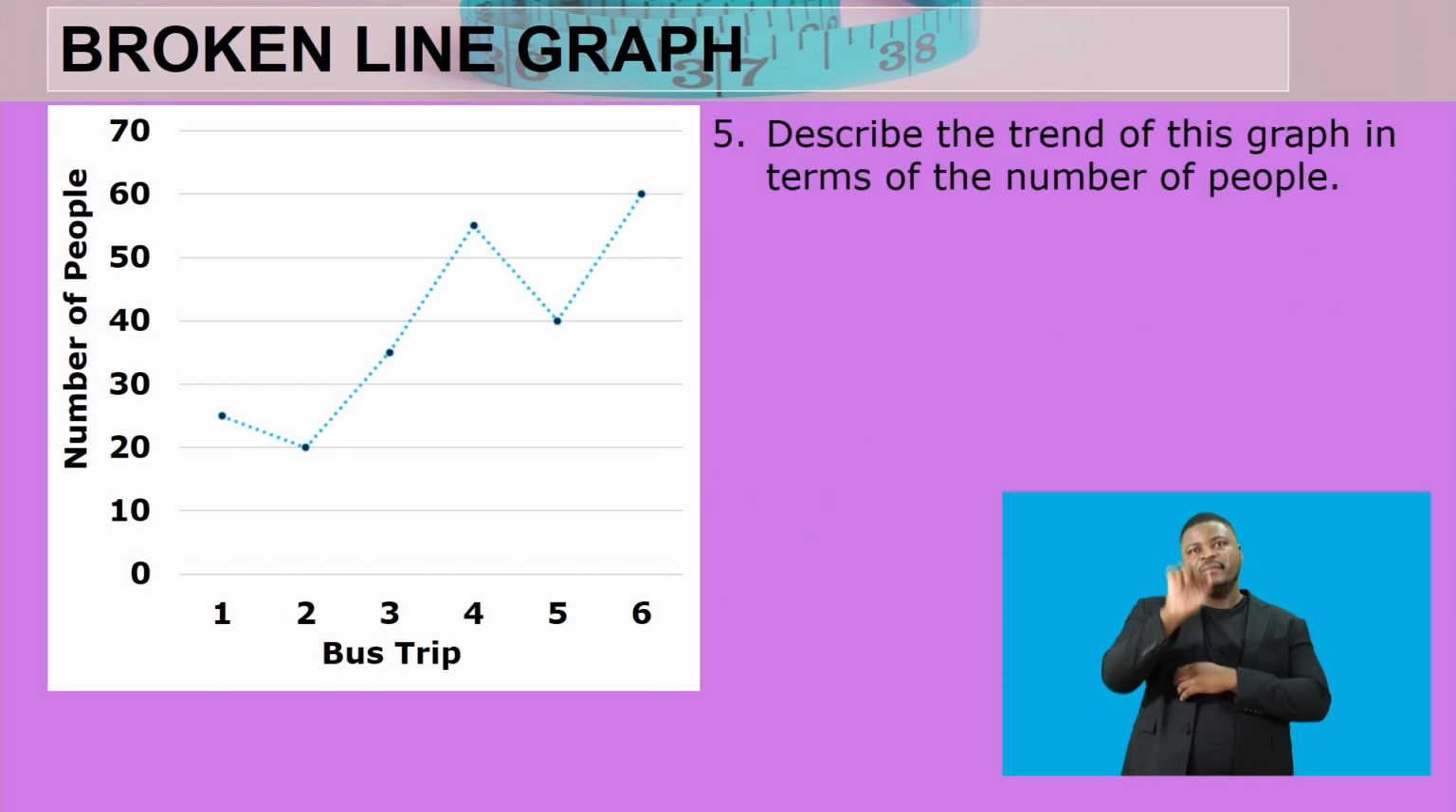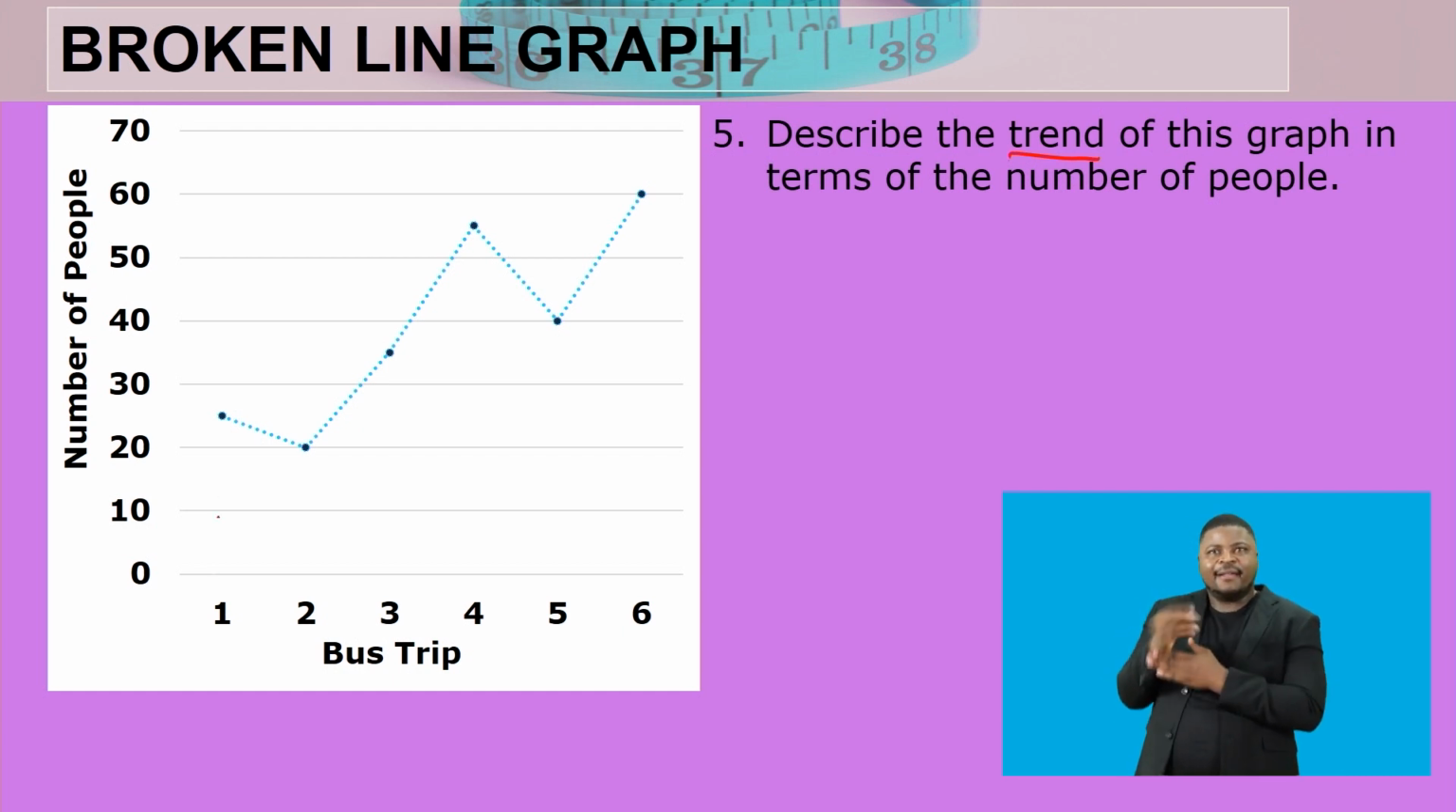Question 5. Describe the trend of this bus in terms of the number of people. Describe the trend. When it says trend, then you have to check that in bus trip number 1, we had more people than in bus trip number 2. Then the number of people increased from bus trip number 2 up until bus trip number 4. Then the number decreased from 4 to 5, then it increased again from 5 to 6. So we actually had a fluctuating number of people in all the different bus trips. So that's how you explain the trend.